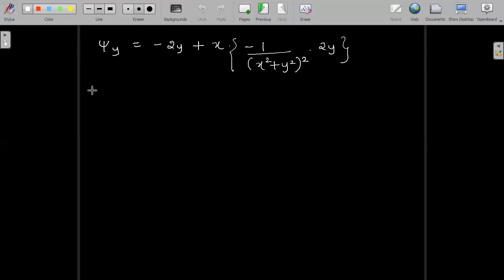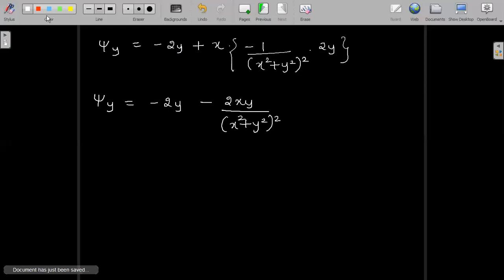Let us simplify this and rewrite the expression. So psi y is equal to minus 2y minus 2 into x into y divided by x square plus y square the whole square. We can actually apply quotient rule also. If you apply quotient rule also, you'll get the same answer. I just did it in the easy way by taking numerator x constant, keeping it as it is. Right? So this is psi y for us.